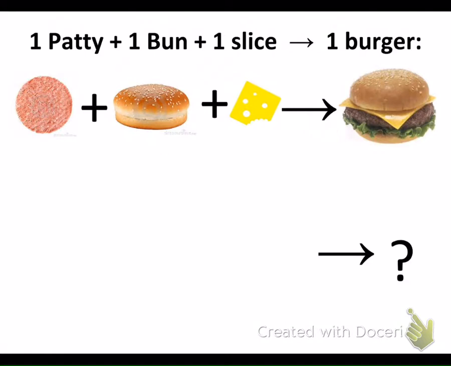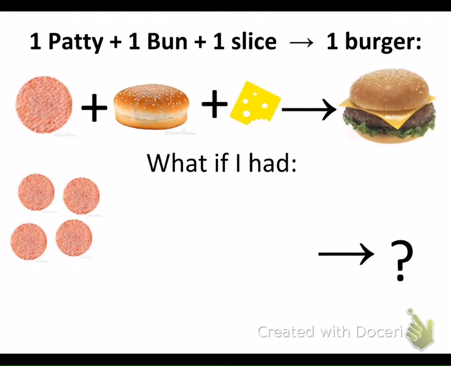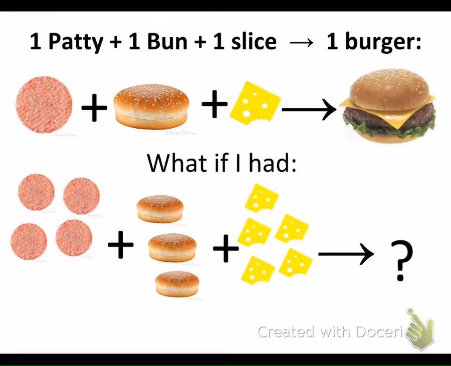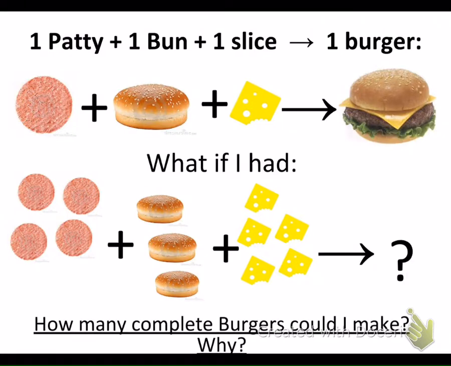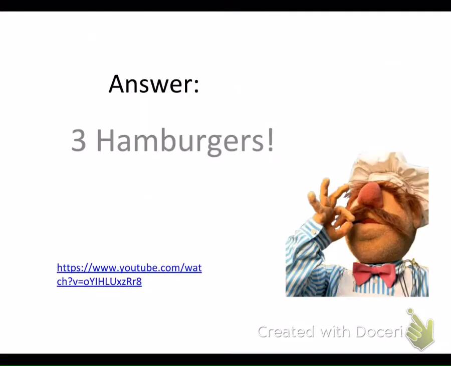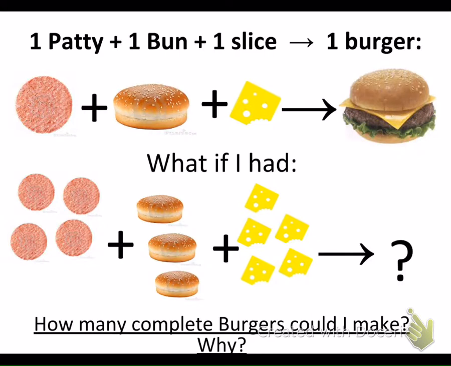That seems very simple. What if I had 4 patties, 3 buns, and 5 slices of cheese? How many cheeseburgers could you make? I bet you very quickly decided that you could make 3. So it's 3 burgers. Now, how did you know that?